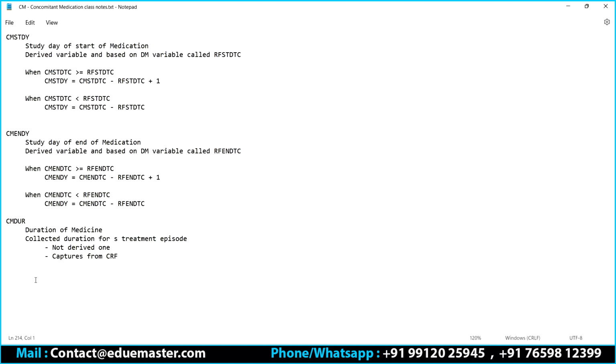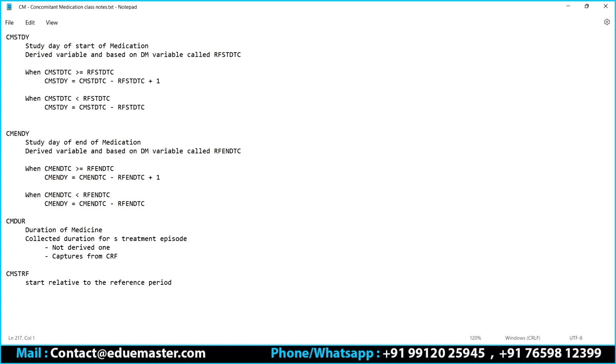What else is pending? We still have 6 more variables. These 6 more variables are going to be relative variables. So what are those relative variables? The first one, CMSTRF. It talks about start relative to the reference period. This you need to recapture, or recollect, from your adverse events, or you can do it from your medical history. You can do it from your clinical events also.